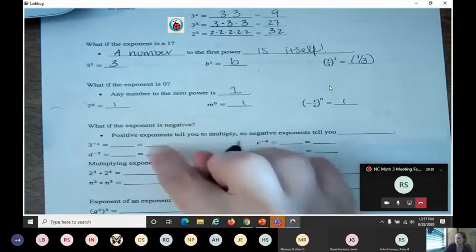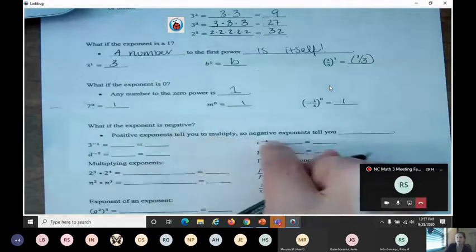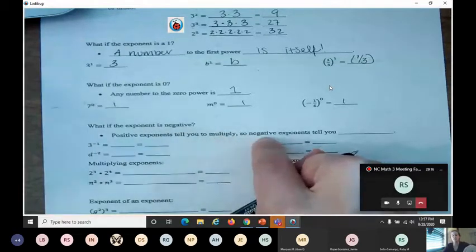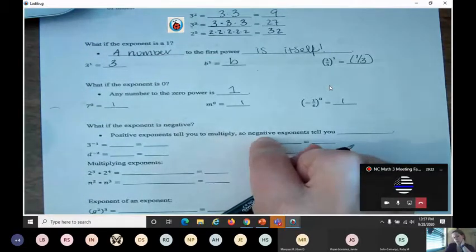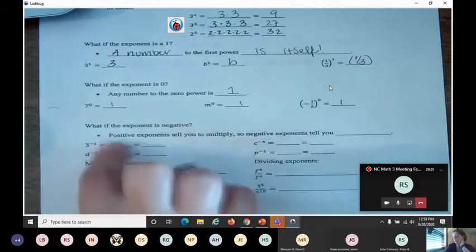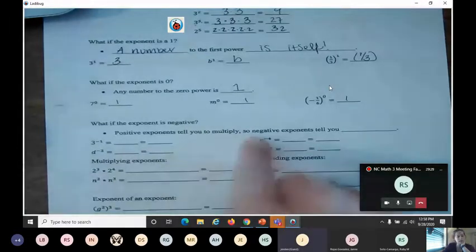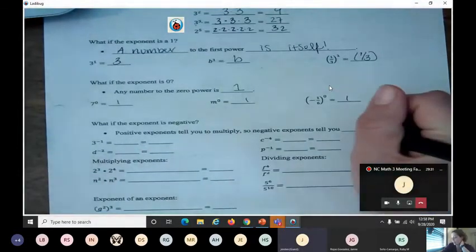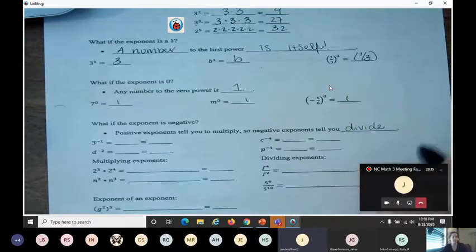So positive exponents tell you to multiply. So if they're negative, what do you think they're going to do? Can I have a volunteer? So if positive multiplies, negative exponents tell you to divide. Very good. Who was that? Jordan. Perfect. Thank you, Jordan.